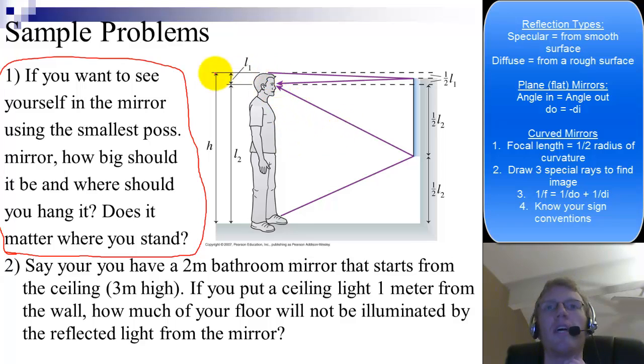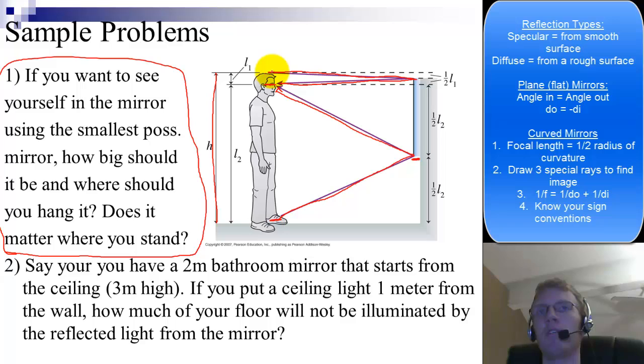So if your total height here is h, then your image is going to be back here on the other side. And in order to see your feet in the mirror, you need to see the light bounce off. The light is coming up at an angle, bouncing off the mirror and going into your eyeball, right? So the bottom edge of the mirror should be halfway between your eyeballs and your feet. Likewise, to see the top of your forehead, the light has to go from your forehead down a little bit, bounce back into your eyeballs. So the top edge of the mirror has to be halfway between your eyeballs and your head.